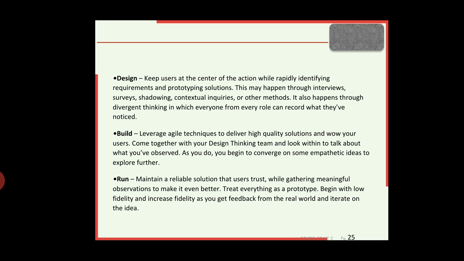you have observed. First of all, you need to understand the particular product, and then we have to observe it. The design thinking team looks towards the particular product and talks about what you have observed. As you do, you begin to converge on some empathetic ideas to explore further. If you get some new ideas in your mind, keep them. If we have to think about a particular product, we need to understand and observe that product, and you begin to converge on some empathetic ideas to explore further needs.